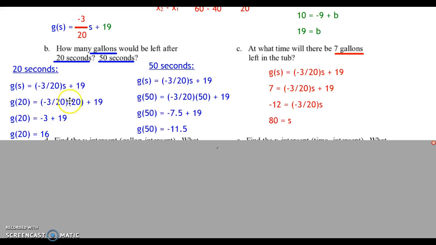This whole piece just became negative 3. And then I got G of 20 is equal to 16. Or in other words, there are 16 gallons left after 20 seconds.